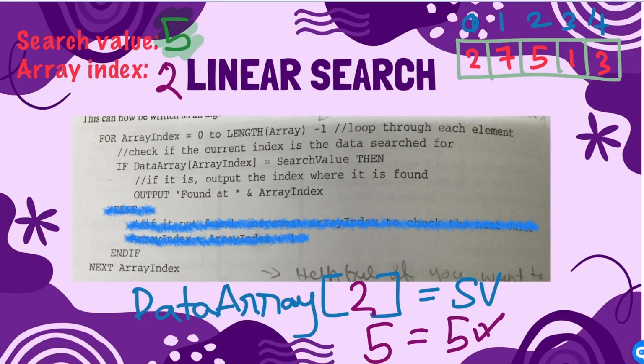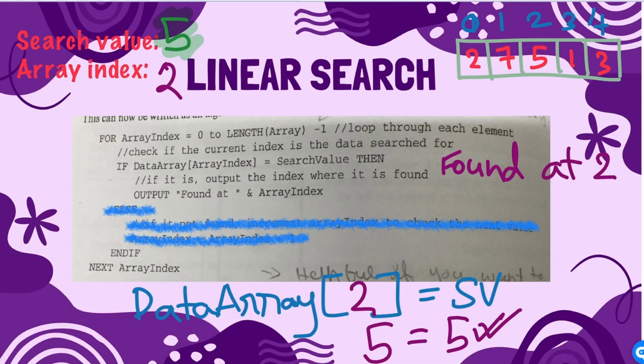So we found it. We're going to see what the code tells us to do. It tells us to output found at and array index. So you're going to get an output of found at, and our array index value is 2. Found at 2. This is going to show up on the user's screen. And then it goes on again. Next array index, it checks the third position. It's not equal to 5. And then the next position, the fourth position, it is also not equal to 5. And our code ends once all of the positions are checked.